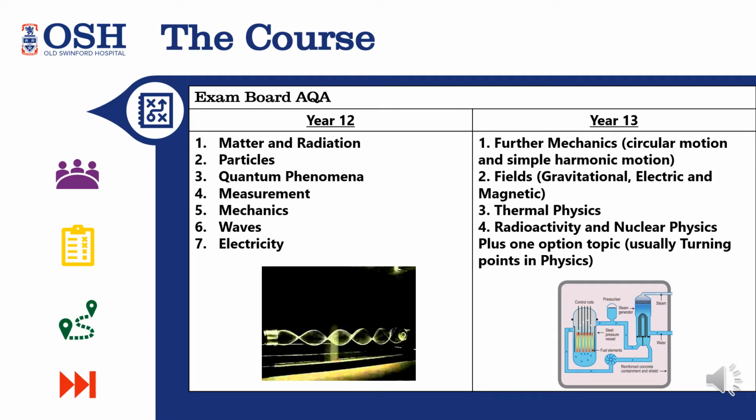The fields topic looks at 3 key areas: gravitational fields, electric fields and magnetic fields. The magnetic field section is particularly relevant to understanding the working of electric motors and generators. In nuclear physics, we take GCSE much further, with particular emphasis on fission and fusion. The course is completed by doing the turning points optional topic, where we look at key physics theory developments and how they changed our view of the world around us.